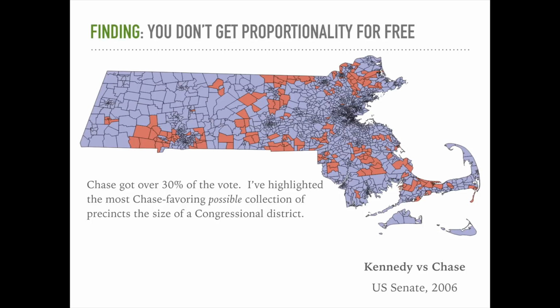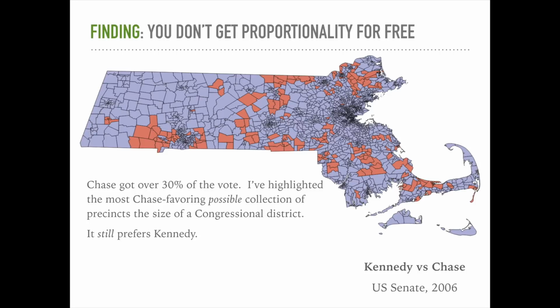What I've done here is highlighted the most Chase-favoring possible collection of precincts. And I've just aggregated them until I get up to the size of a congressional district. So that's 1/9 of Massachusetts' population. Everybody understand what I'm highlighting? Okay, so Chase, we think, maybe should get 2 or 3 districts. This would be the first one, the most Chase-favoring district. Yet this collection still prefers Kennedy.